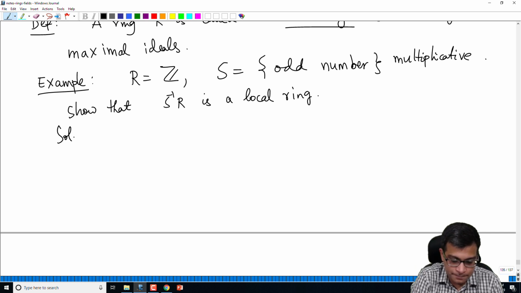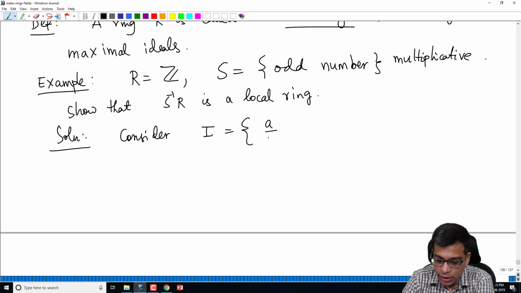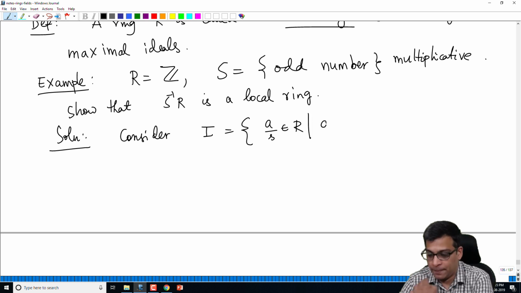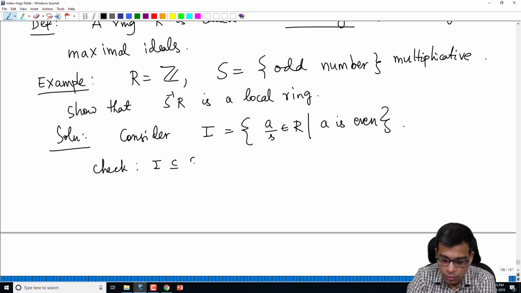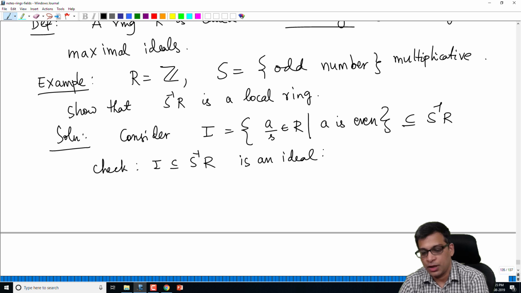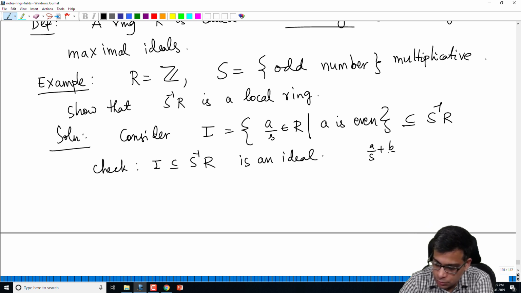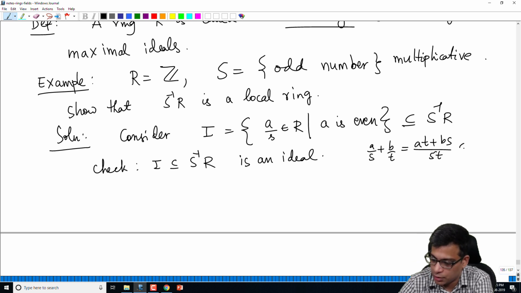Why is this? So first of all, consider the following set I in S inverse R: A by S in S inverse R such that A is even. One can check that I is an ideal of S inverse R. So it's a subset of S inverse R, and it is in fact an ideal. Why is that? 0 is there. If you add two things, AT plus BS by ST, if A is even and B is even, AT plus BS is also even. So this is in I.